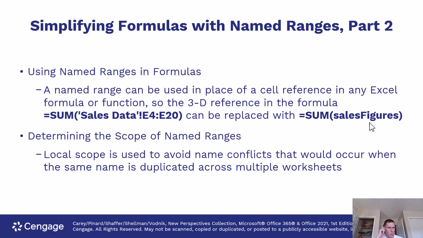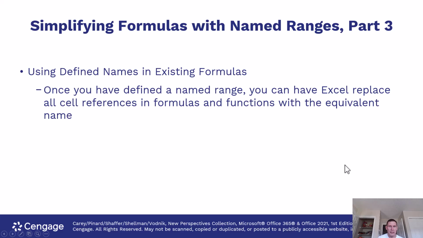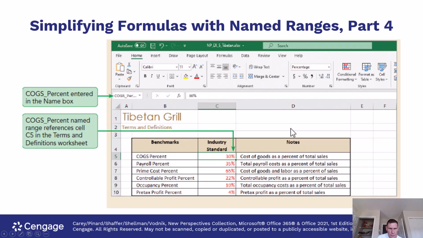We can also determine the scope of named ranges. The local scope is used to avoid name conflicts that would occur when the same name is duplicated across multiple worksheets. Using defined names in existing formulas: once you've defined a named range, you can have Excel replace all cell references in formulas and functions with the equivalent name. So here's an example. We have cost of goods sold percent entered in the Name Box right up here. And below we can see the cost of goods sold percent, that's COGS percent, named range references cell C5 in the Terms and Definitions worksheet.